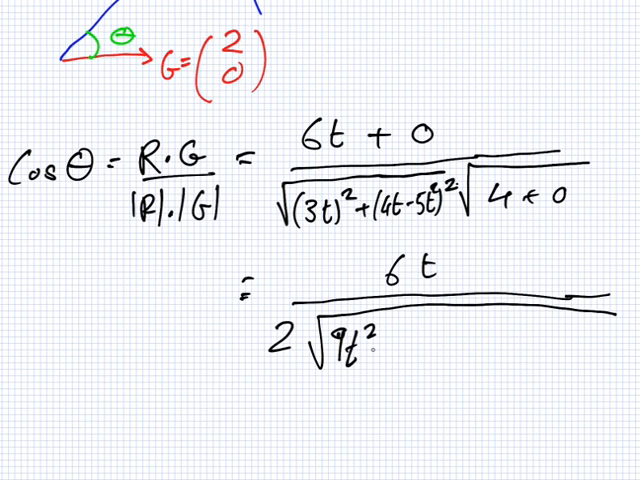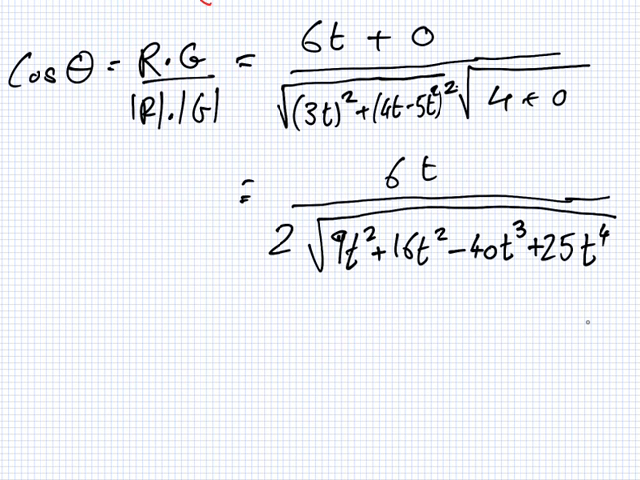9t squared plus 16t squared minus 40t cubed plus 25t to the 4. Now, on the top there's a 6t and there's a 2 here, so I can cancel that to 3t.